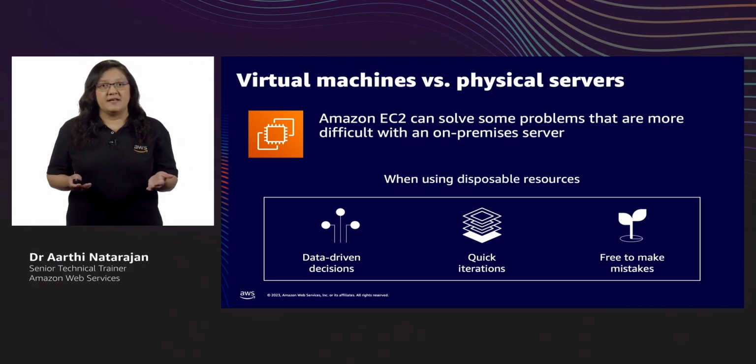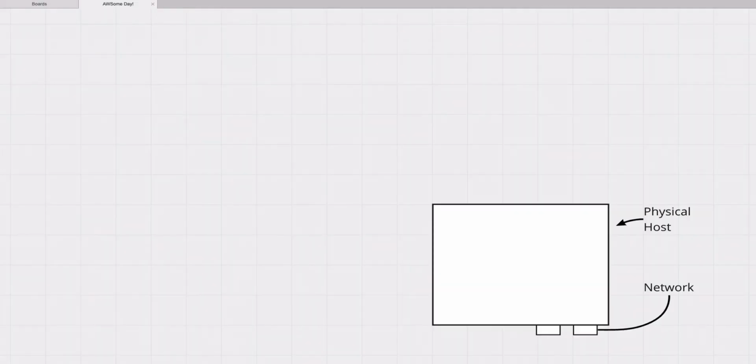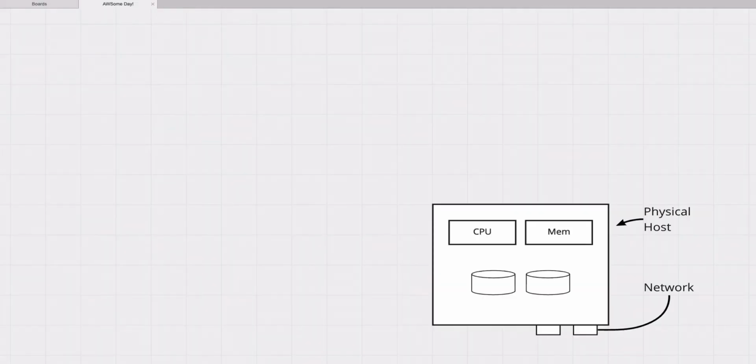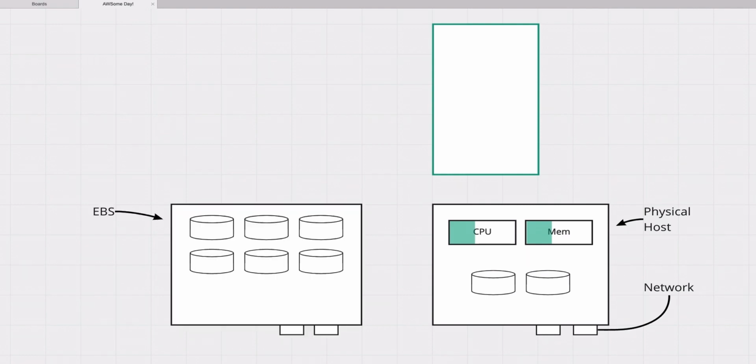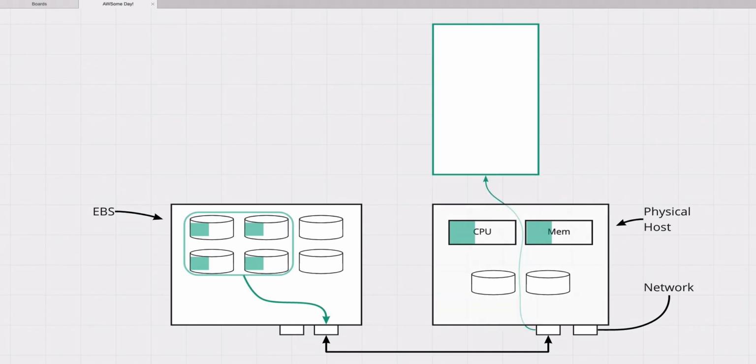EC2 is a virtual server. What this means is that when you deploy an instance of EC2, you can deploy only the size you need and change it when you need to. As you can see here, you can deploy an EC2 instance, which consumes only the resources you need. You choose the amount of CPU and memory, and then create separate disk volumes using the service Amazon Elastic Block Store, or EBS. We'll speak more about this later.